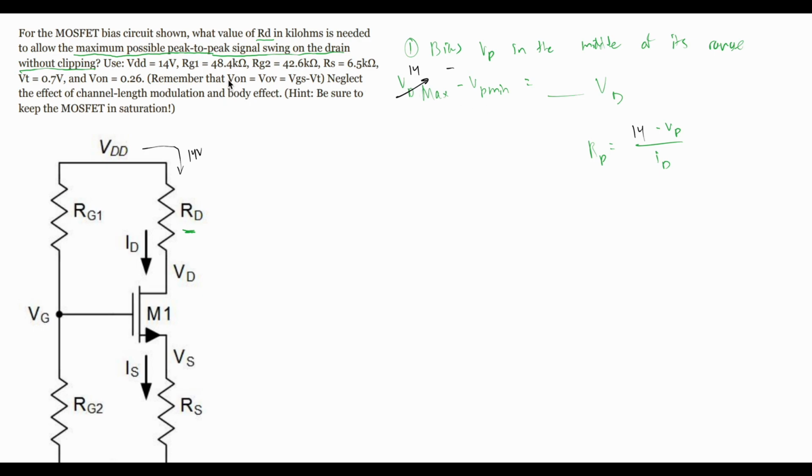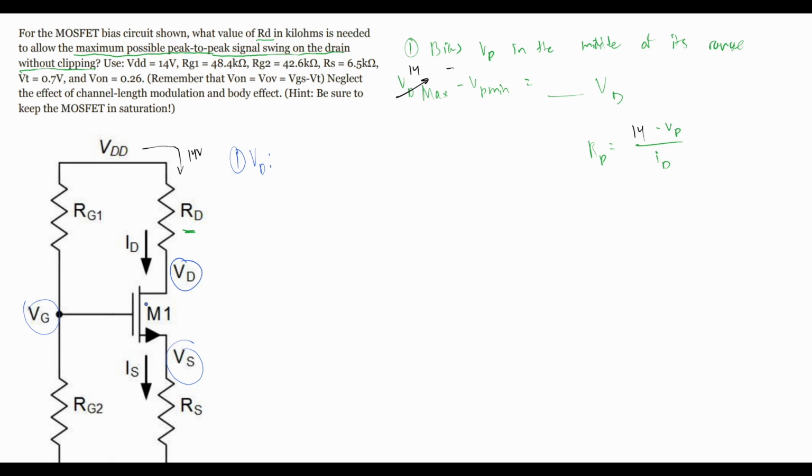We are not given the ID either from the looks of this problem. So we can just solve this as well. We have two unknowns and we need to solve them. The first, we will look at our VD. So solve for VD. Well, our VD is right here, and we have a VS right here, and we also have a VG right here.